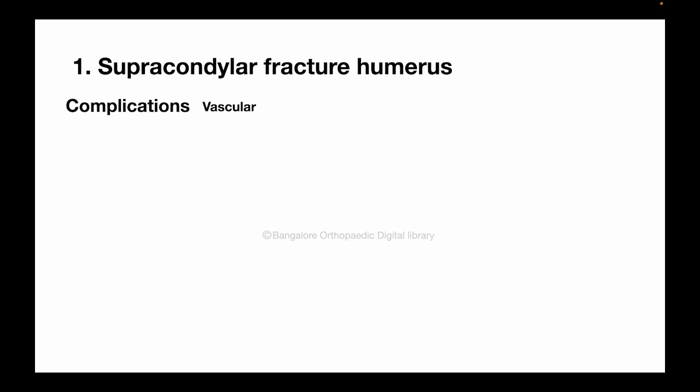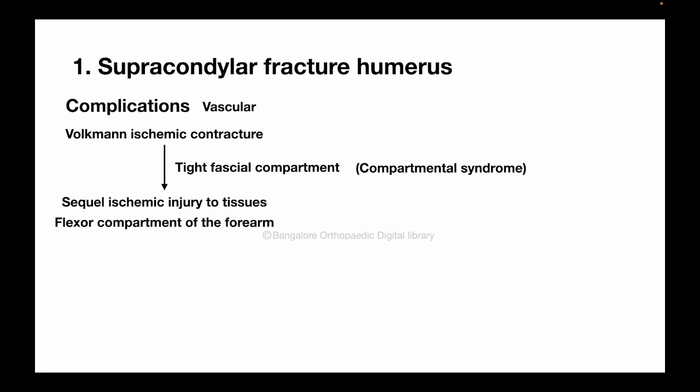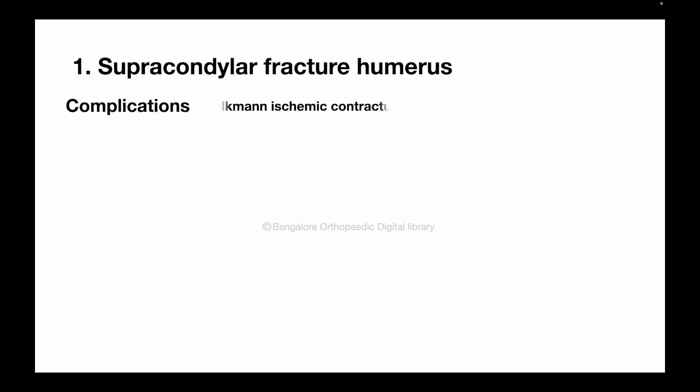One of the feared complications of the supracondylar fracture is Volkmann's ischemic contracture. It's a sequela to ischemic injury of tissues enclosed in a tight fascial compartment. This happens usually in the flexor compartment of the forearm and results in ischemic necrosis of the soft tissues.